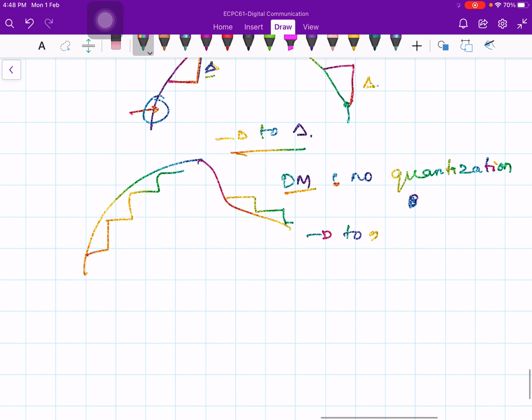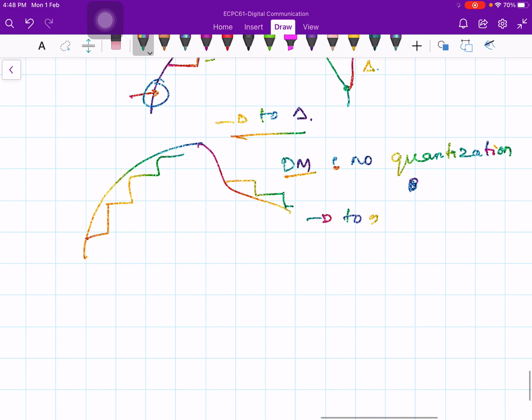Okay, and the other assumption that we made is that we are tracking within the slope overload limits. We assumed the absence of slope overloading. No slope overload, this is one more assumption we made. So how do you find out the slope?